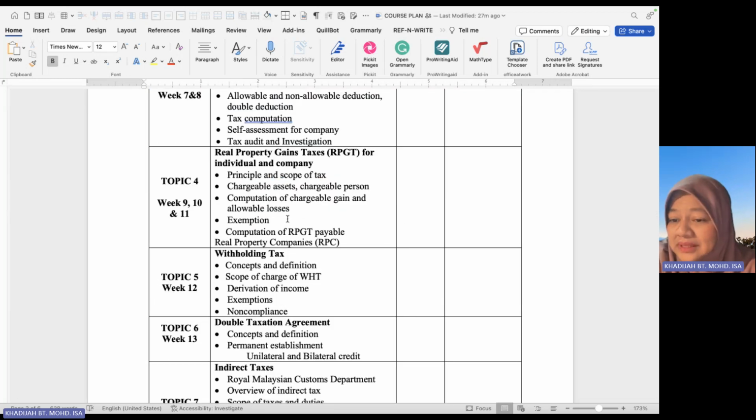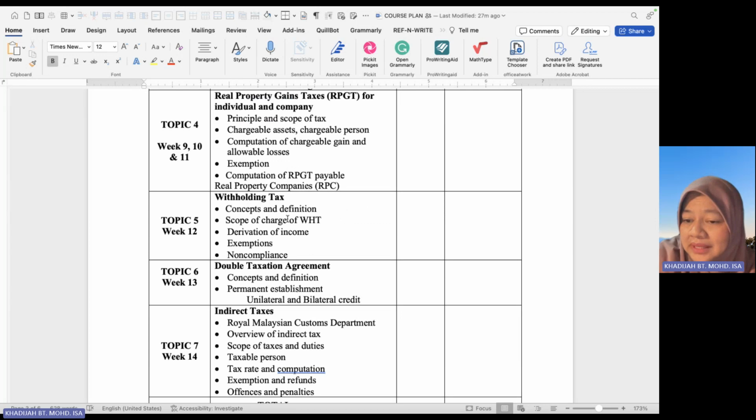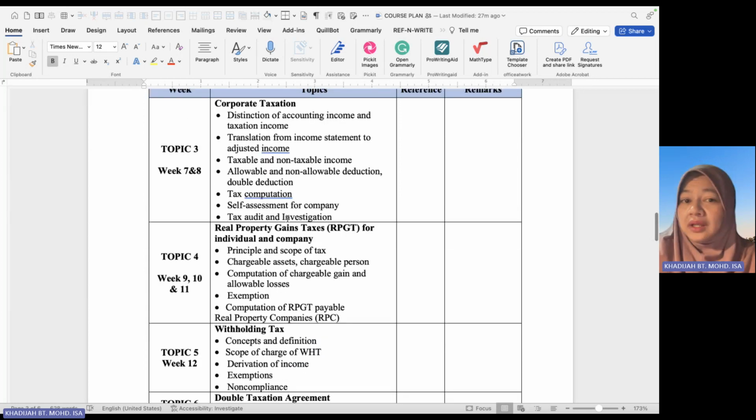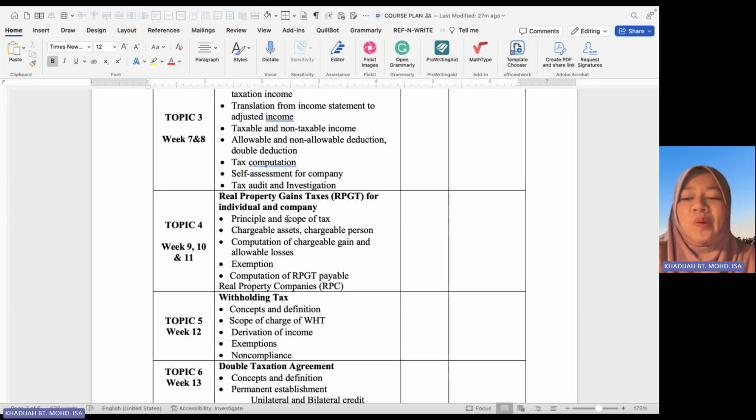And then we have the RPGT I mentioned earlier on the disposal of your real property. We have the withholding tax in week 12, and we have double tax agreement in week 13. And then week 14, we have your indirect taxes. So inshallah, we will be on track, even though it's a bit different from the course outline, but I have adjusted the course plan based on my experience teaching these topics for the last few years.